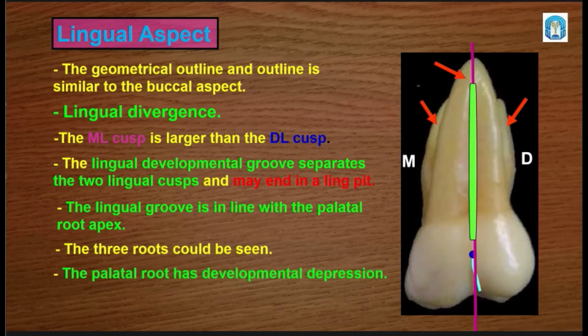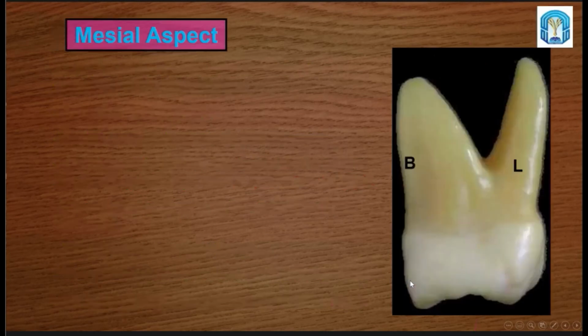From the buccal side, you can see all three roots very nicely. The palatal root has a developmental depression. This is the developmental depression of the palatal root, which is very well known. The tubercle of Carabelli is present with the mesiolingual cusp. Because the mesiolingual cusp is here, this is the actual tubercle of Carabelli. You can see this tubercle is present with the mesiolingual cusp.